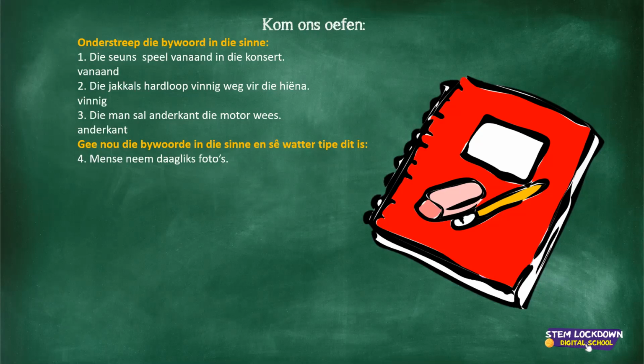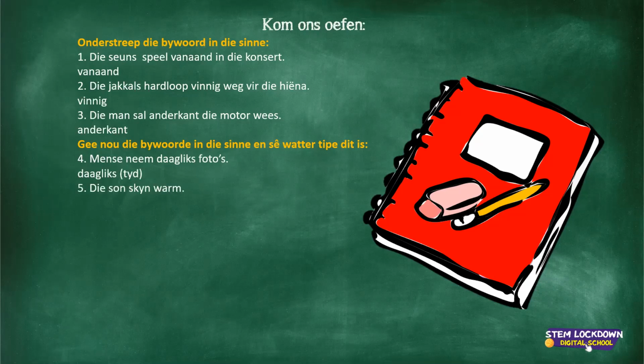Yes, Charlton, it is daagliks. What type of byword? Because it tells me when something is taking place. So it has to do something with what? Time, name. So daagliks, it's a byword van tyd. Right, the next one is on you guys.